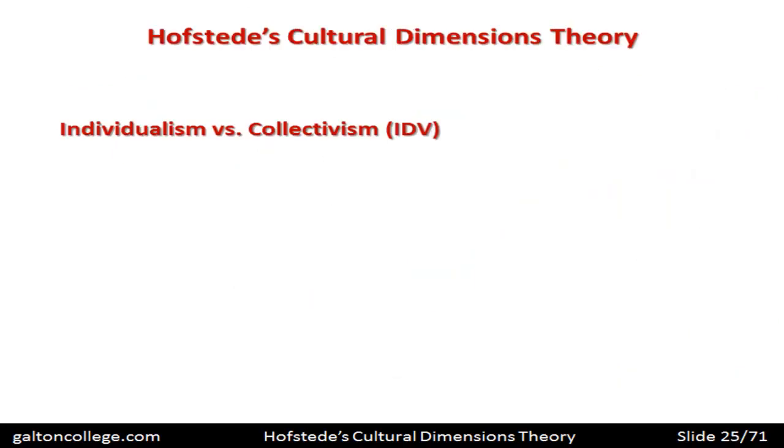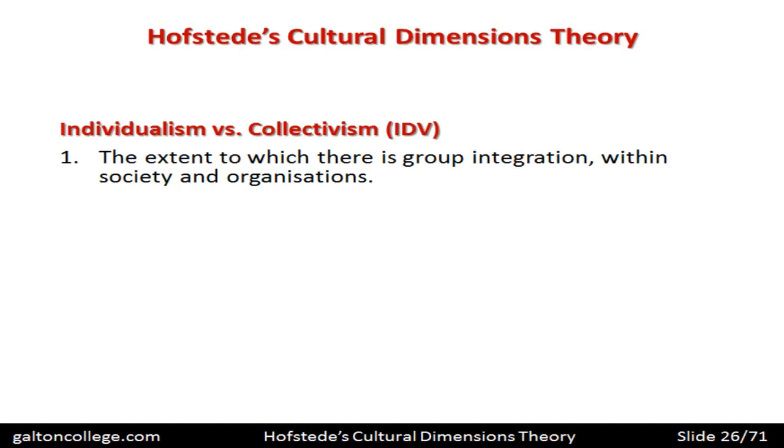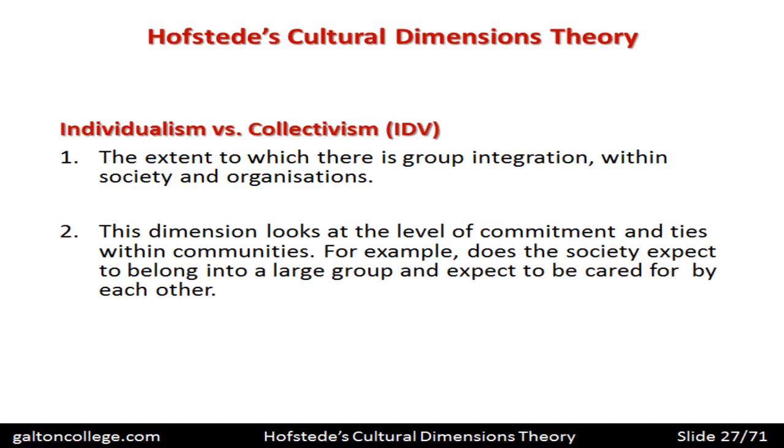Now, individualism versus collectivism, the extent to which there is group integration within society and organizations. This is a measure of the degree to which groups integrate. The dimension looks at the level of commitment and ties within communities. For example, does a society expect to belong to a larger group and expect to be cared for by each other? It's our concept of community.